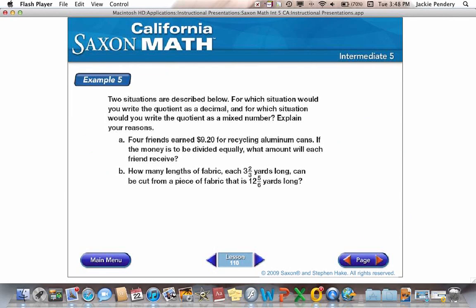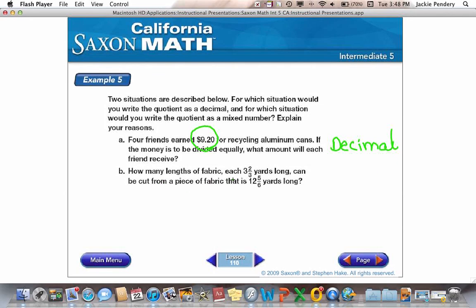Okay, two situations are described below in A and B. For which situation would you write the quotient as a decimal, and for which situation would you write the quotient as a mixed number? And then explain your reasons. So A, 4 friends earn $9.20 for recycling aluminum cans. If the money is divided equally, what amount will each friend receive? So, because I am dealing with money, this is inherently a decimal. So, for A, I'm going to write my answer as a decimal because we never write money in fractions.